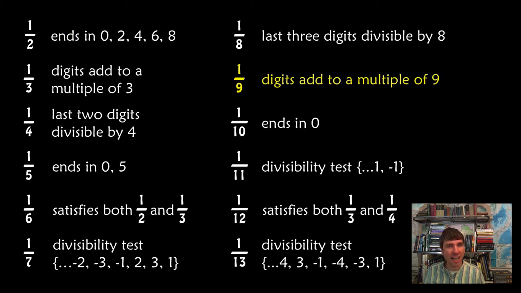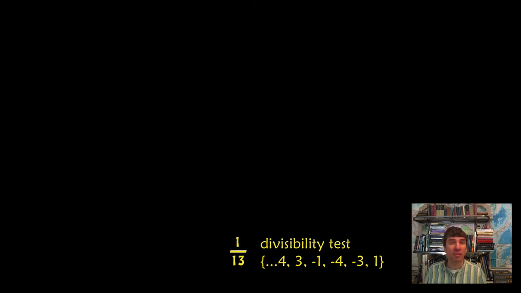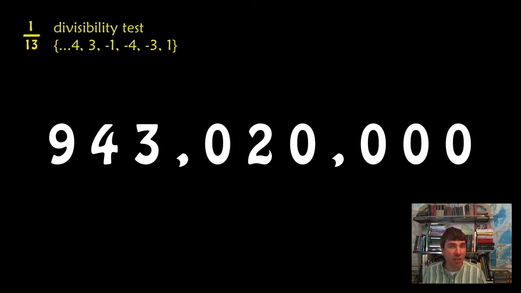Some divisibility tests are tough enough that you wouldn't want to do it whenever you're being chased by nasty things. This is the divisibility test for 13. How does it work? Well, let's say that you're trying to figure out the number 943,020,000. Is that divisible by 13? Well, we have a divisibility test.